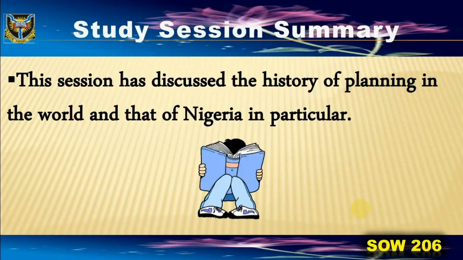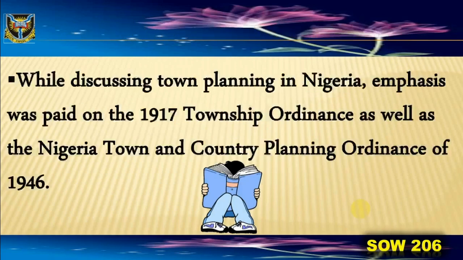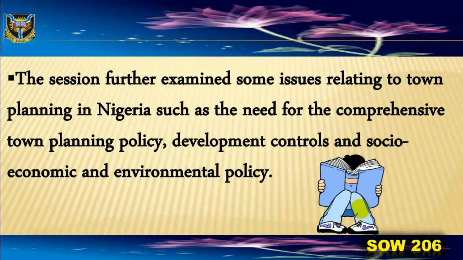Study session summary. This lecture has discussed the history of planning in the world and that of Nigeria in particular. While discussing town planning in Nigeria, emphasis was paid on the 1970 Township Ordinance as well as the Nigeria Town and Country Planning Ordinance of 1946. The lecture further examined some issues relating to town planning in Nigeria, such as the need for the comprehensive town planning policy, development controls, and socio-economic and environmental policy.